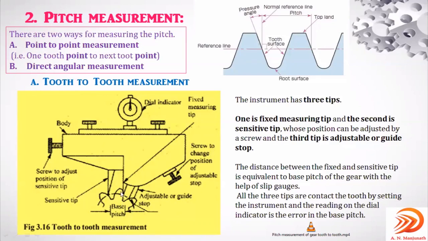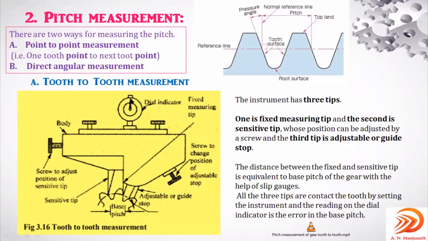Then they are going to move it and keep it in place between one point to another point, so the reading will be observed on the dial. All three tips are in contact with the tooth by setting the instrument, and the reading on the dial indicator is the error in the base pitch. All three tips are in contact: sensitive tip, fixed tip, as well as this adjustable or gauge stop, right? And the reading on the dial indicator is the error in the base pitch.